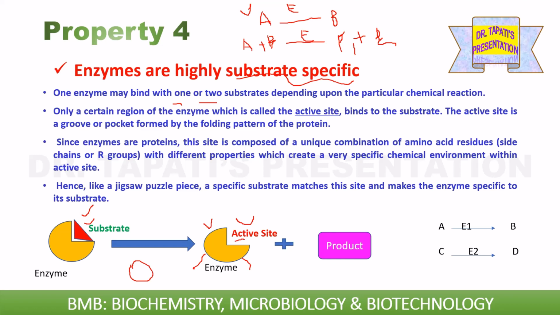Now, say these two chemical reactions. If A is the substrate for E1, then the E1 enzyme can't bind with substrate C. Only the E2 enzyme can bind with substrate C, not with A. I hope it's clear that enzymes are highly substrate specific.